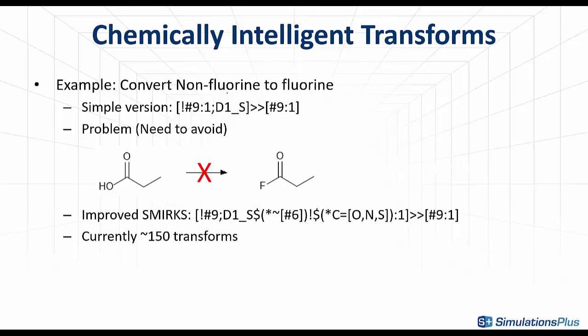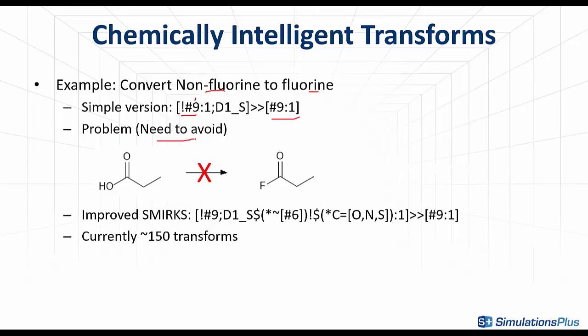So here we have an example of converting a non-fluorine to a fluorine atom. So a simple SMIRKS string would take anything that's not a fluorine atom. Fluorine has atomic number 9, so this is specifying a fluorine. Then this bang says it's not a fluorine. This non-fluorine atom has to be on the end of a molecule and then convert it to fluorine.